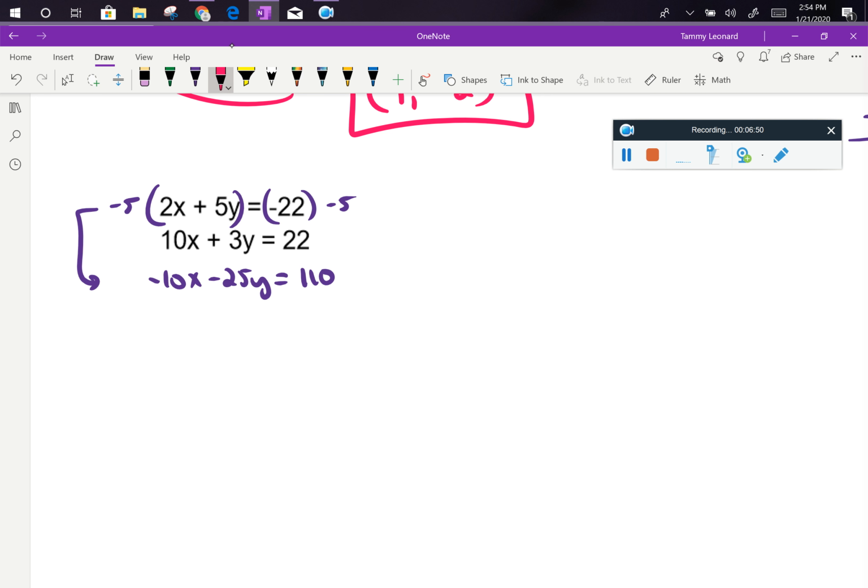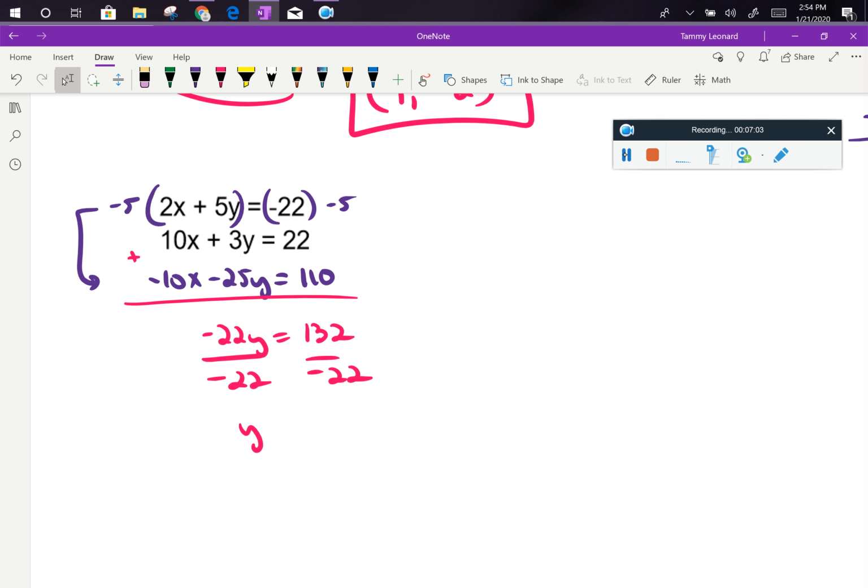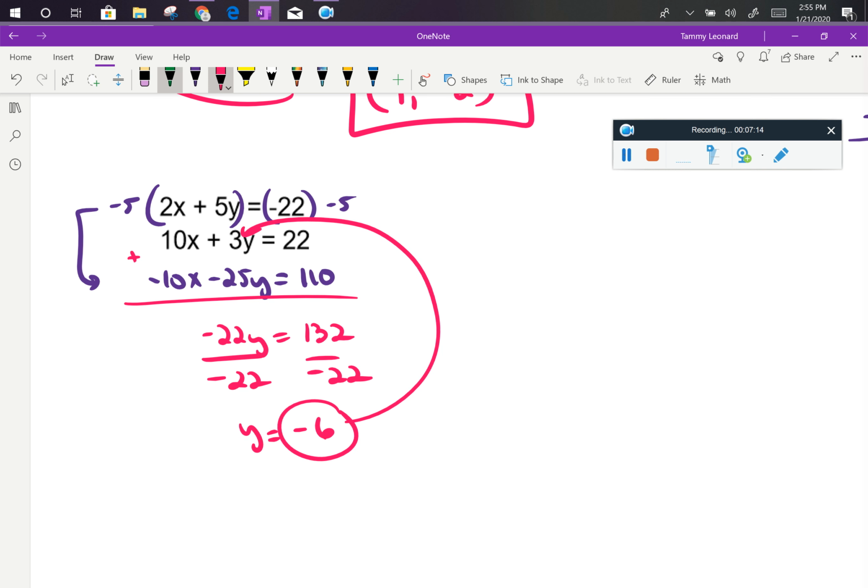When we add these two equations together, the x's eliminate, and we have negative 22y equals 132. If we divide both sides by negative 22, we get y is equal to negative 6. We can put that into either of the original equations. It's really up to you what you think is simplest. I'm going to go ahead and use the bottom one.